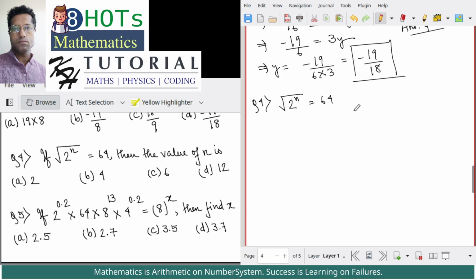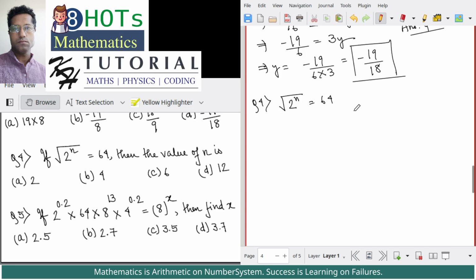Let's see. So we have square root of 2 to the power n is equal to 64. How do we find n? So definitely the concept is the same, that we will somehow convert both the LHS and RHS into exponential form where the base will be the same. Since the unknown n is in the power, 2 to the power n, we have to convert both LHS and RHS into exponential form so that the bases of the LHS and RHS will be the same.